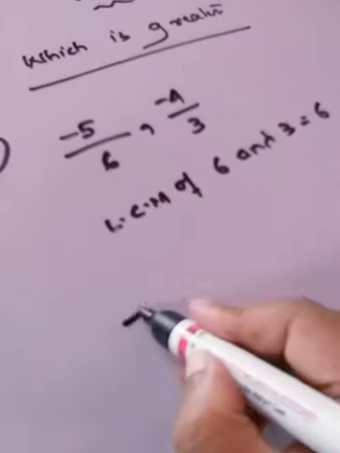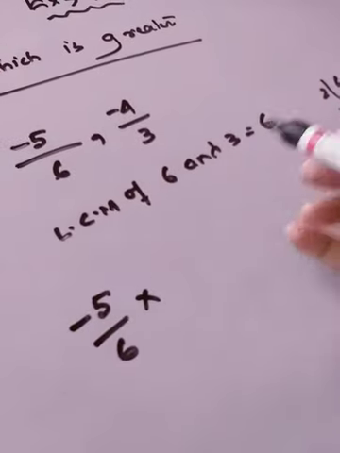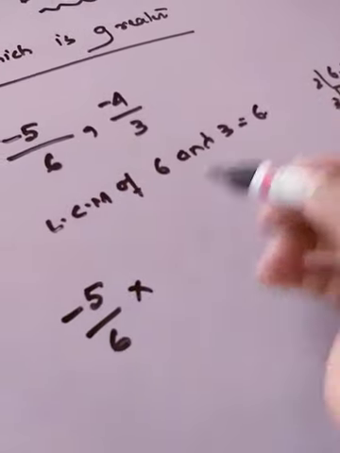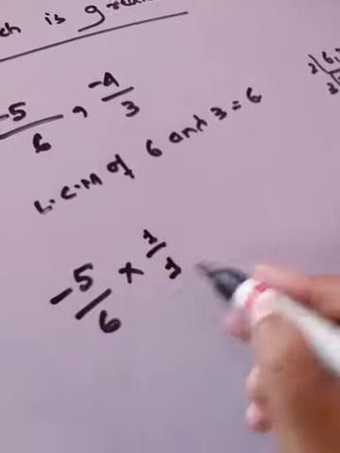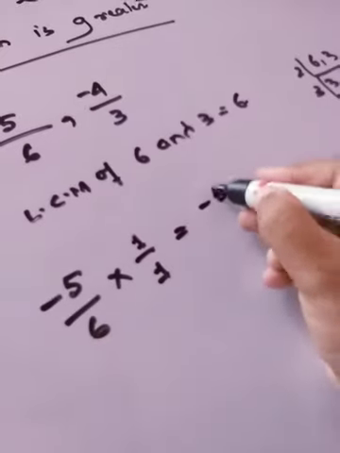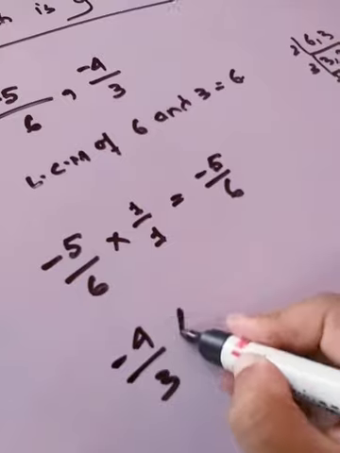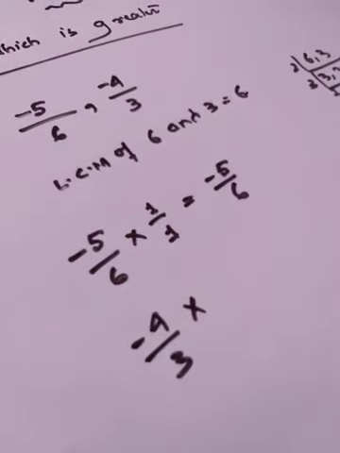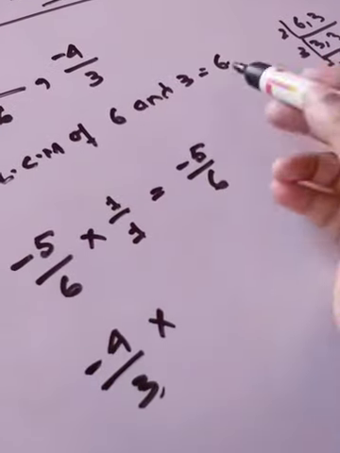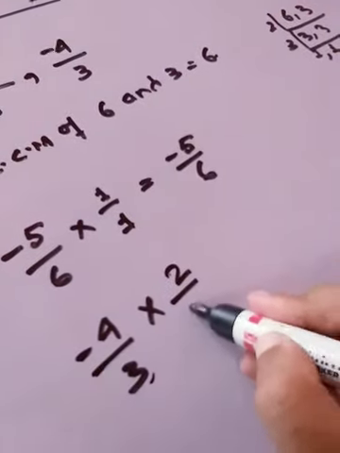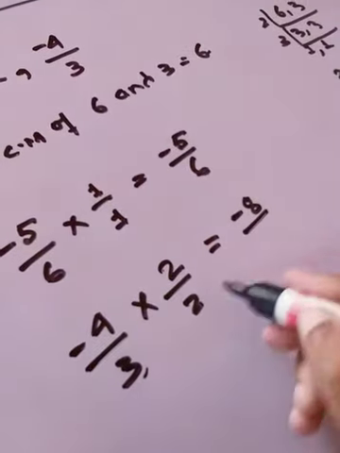Now write the first rational number. What is the rule? You have to divide this LCM by this denominator, isn't it? So 6 divided by 6 is 1. We multiply 1 with both the numerator and the denominator, so the answer is minus 5 by 6 itself. The next fraction is minus 4 by 3. Again we'll divide 6 by the denominator: 6 divided by 3 is 2. So minus 4 into 2 is minus 8, and 3 twos are 6.